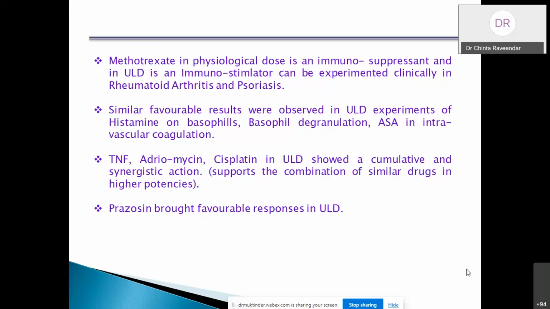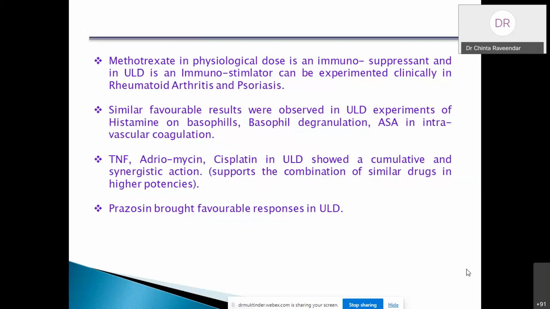Acetyl salicylic acid, aspirin, in ultra low dose has an efficacy on intravascular coagulation. Finally, coming to tumor necrosis factor, adriamycin and cisplatin, these are all anti-cancer drugs. When they are experimented in a cumulative and synergistic action, this supports the combination of similar drugs in higher potencies. We also know our homeopathic drugs are not single drugs when they are experimented in ultra low dose; for example, lycopodium consists of 56 different types of nanoparticles.